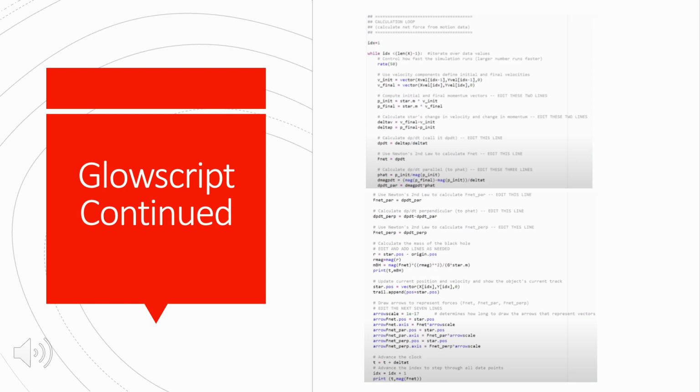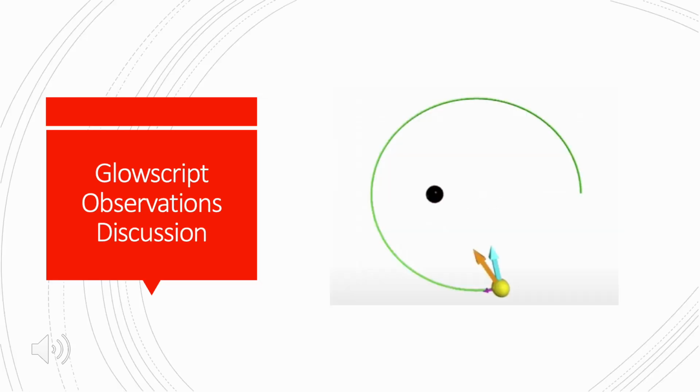Using Newton's second law, I equated the net force to change in momentum over time, or dp over dt, and delta p over delta t. Next I want to calculate the parallel and perpendicular components of F net, which I did by fixing the parallel and perpendicular components of dp over dt. As discussed just before, I now have all I need to calculate the mass of the black hole. I will also include some lines of code to represent the forces F net parallel, as well as F net perpendicular, as arrows. Now let's talk about the observations I made from the output of my code.